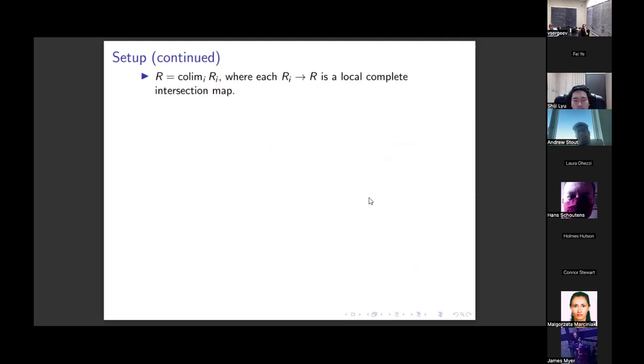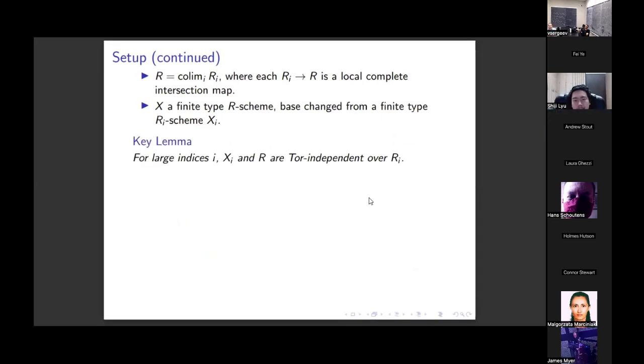Okay, so now our observation is that R is the direct limit of those Ri's, and these maps Ri to R are local complete intersection maps. Finite type R scheme X is the base change from a finite type Ri scheme Xi. So our key lemma is that, all right, we know Ri to R is local complete intersection, but what about X to Xi, right? And the technical term that we want to use here is that Xi and R are Tor independent over Ri.